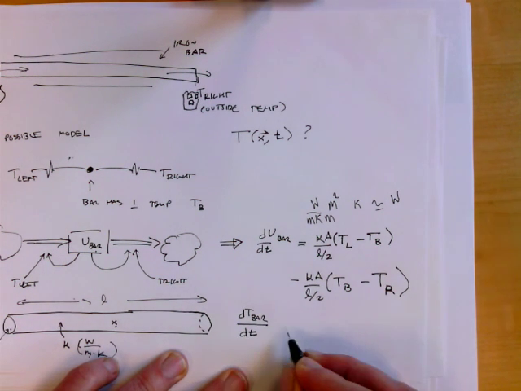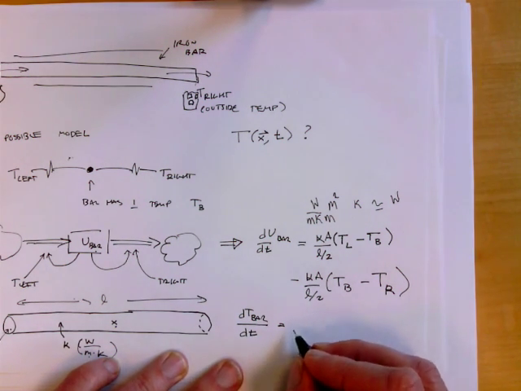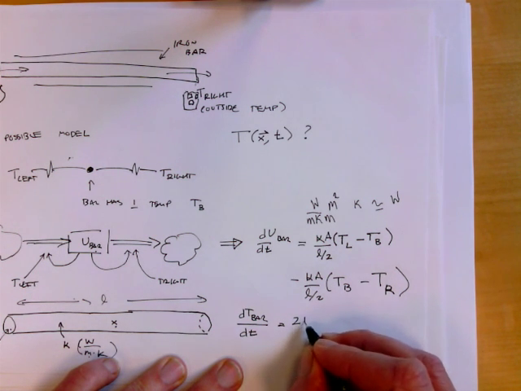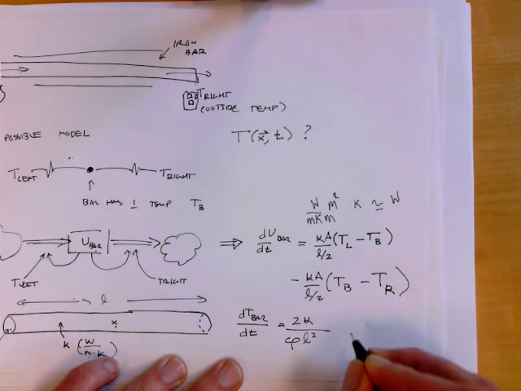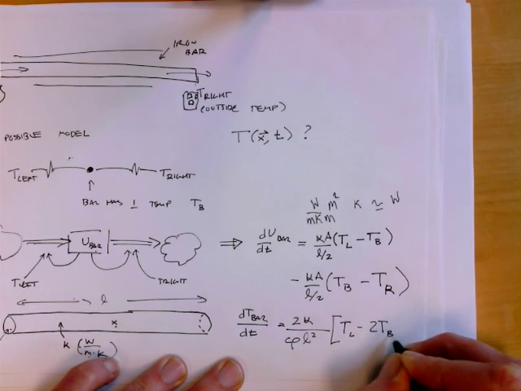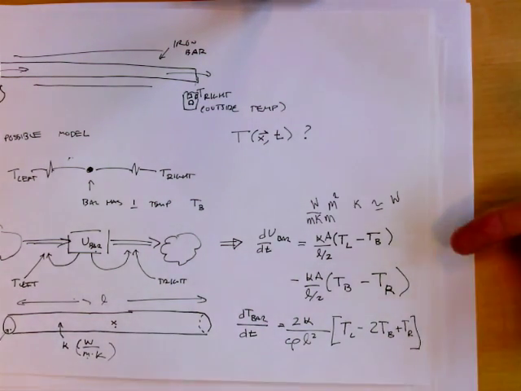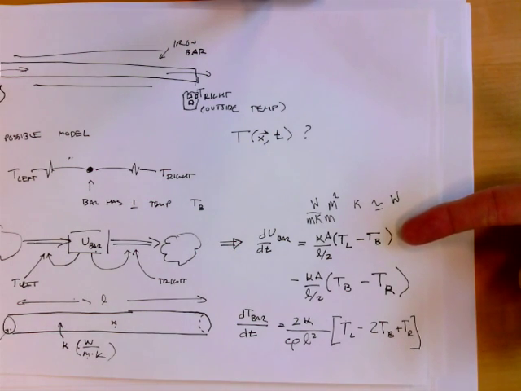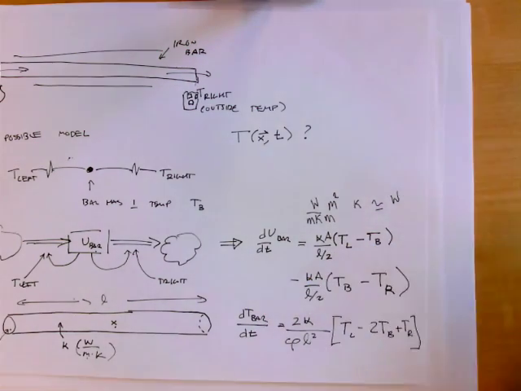So dT bar by dt is equal to, and now I need to do a lot of multiplying through and dividing through, and I'm going to make a stupid mistake here, so save me when I do. But I think I'm going to end up getting 2 times kappa divided by C times rho times L squared, times the quantity T left minus 2 T bar plus T right. You did that perfectly, Mark. I did. And it's probably worth reminding everybody that he's just collected some terms, substituted in the energy here, and done a little rearrangement. Yep.